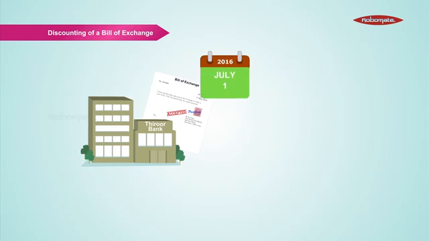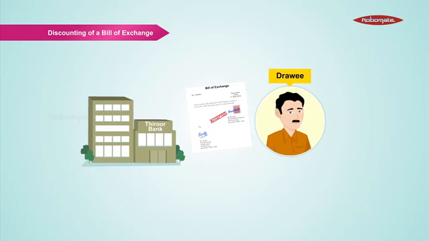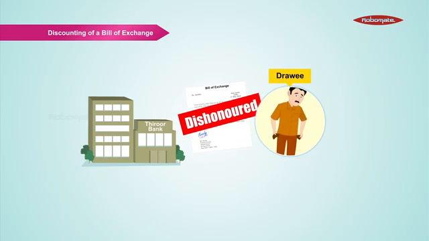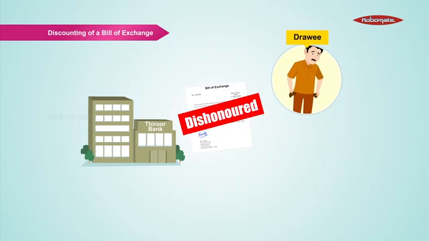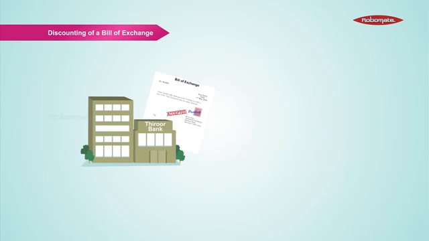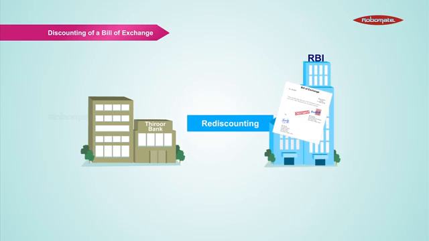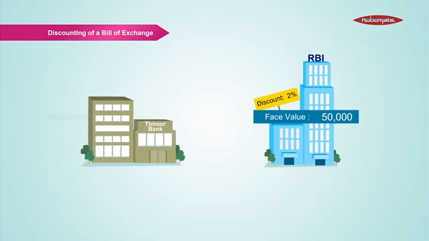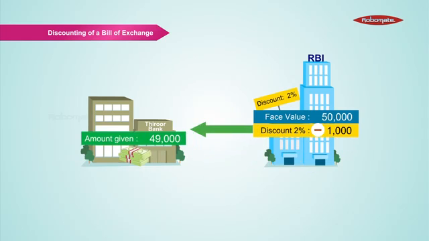After the bill's maturity, the bank will collect the amount of the bill from the drawee on the due date. In case the bill is dishonored on maturity, the bank can recover the payment from the drawer. The bank may rediscount the bill with the Reserve Bank of India whenever it is in need of money. RBI may rediscount the bill at a certain rate, say 2% of the face value. This time, the discount amount comes to 1,000 rupees. RBI will give the remaining amount, which is 49,000 rupees, to the bank for meeting its financial need.